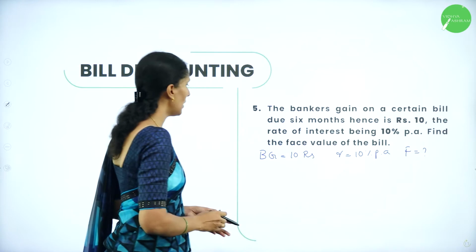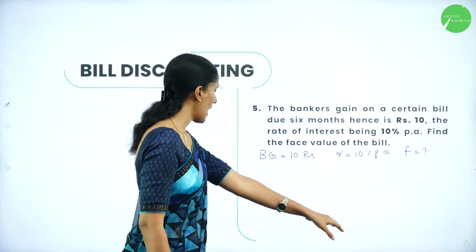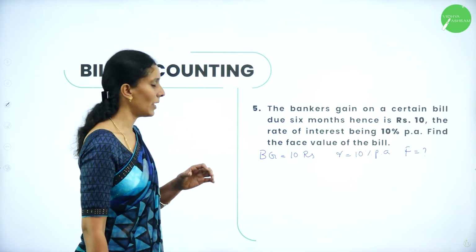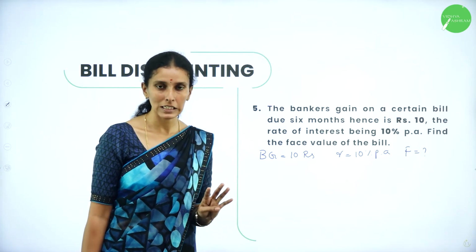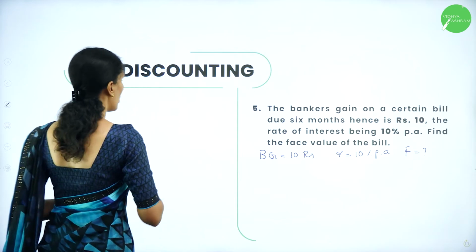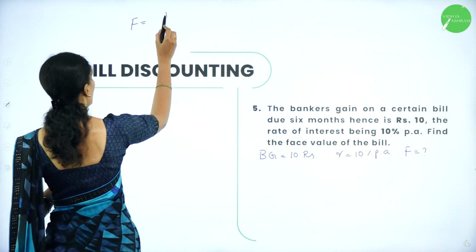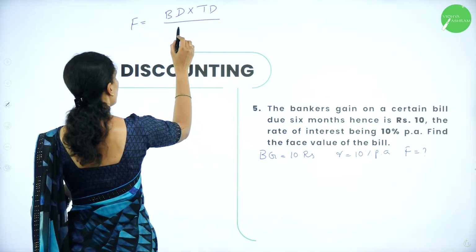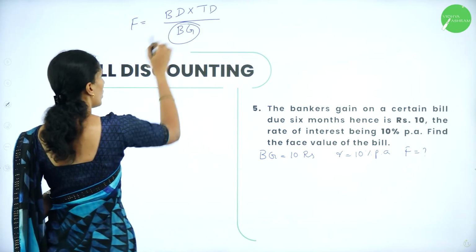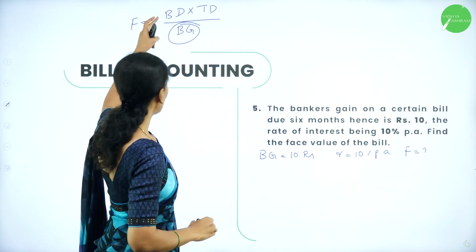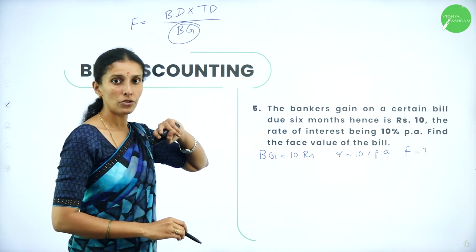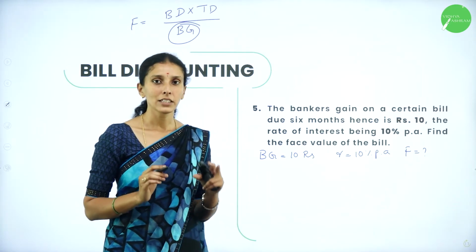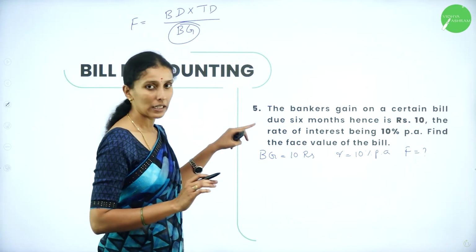So what is the formula? Whenever the banker's gain and the rate of interest is given, to find the face value of the bill, I need both banker's discount and true discount, because face value is given by BD into TD divided by BG. Now I know only the banker's gain. So first let us find what is banker's discount and true discount.